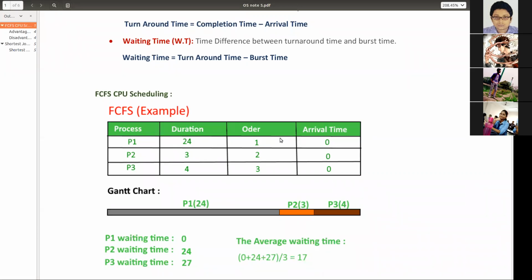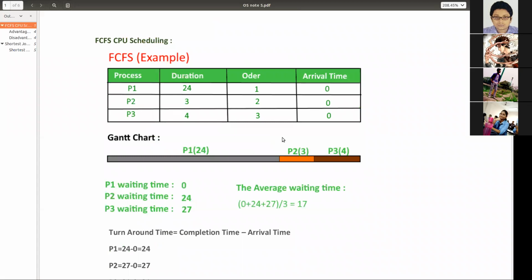So what I want to say is that this order field will be omitted in most cases. The rest of the fields will be there. Then also for FCFS, we will consider P1 has come first, then P2, then P3, if the arrival times are all the same. Okay, so that is my point.